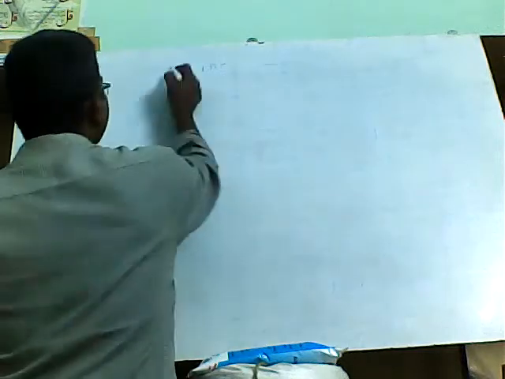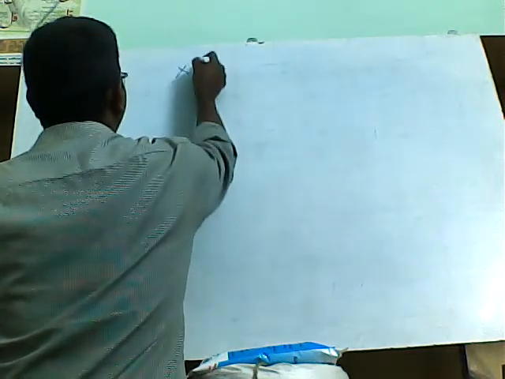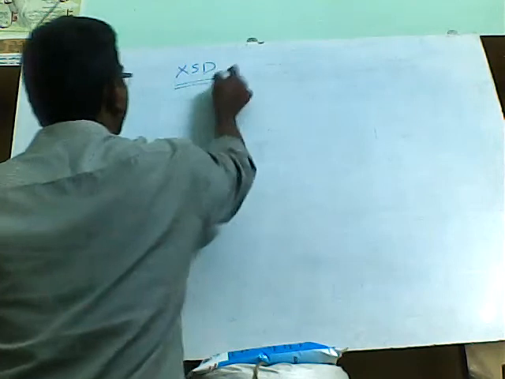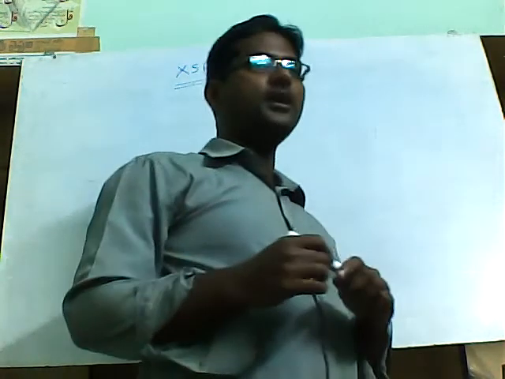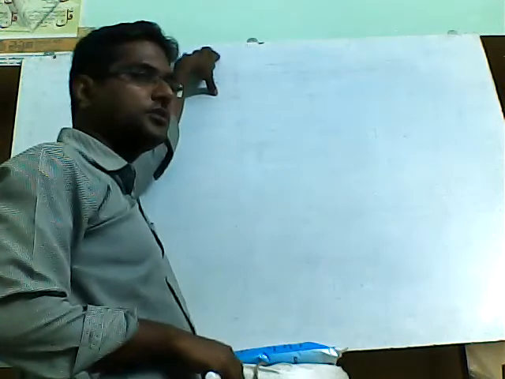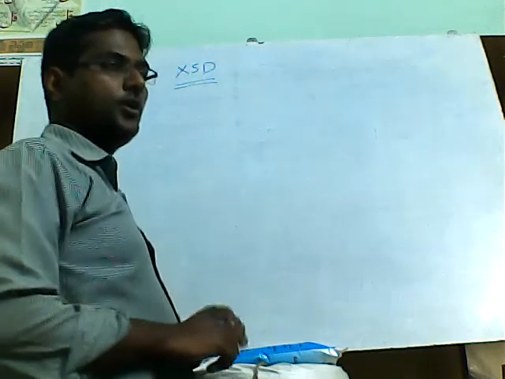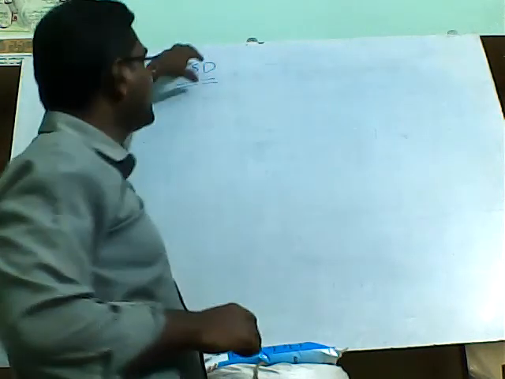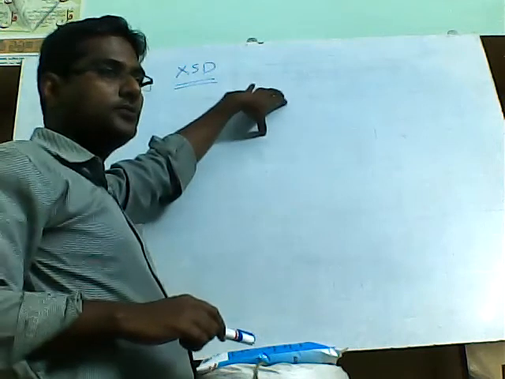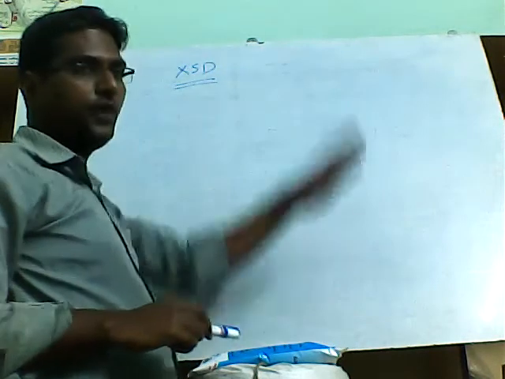Right, we have one more document, that is XSD. XSD means schema definition. So with the schema definition concept, we can also describe the XML document. There is one structure, one schema, right? So one structure we will follow.